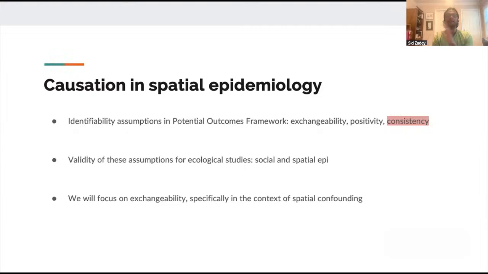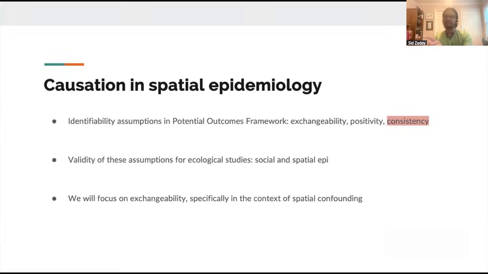All that is to say that the validity of these assumptions in the case of social, spatial treatments or exposures is difficult to assess. Specifically, today we will focus on just exchangeability and not so much on positivity or consistency. Even within exchangeability, I'll talk more about spatial confounding, what that means, how it looks, and how we can use it. Does that make sense? Should I keep going?